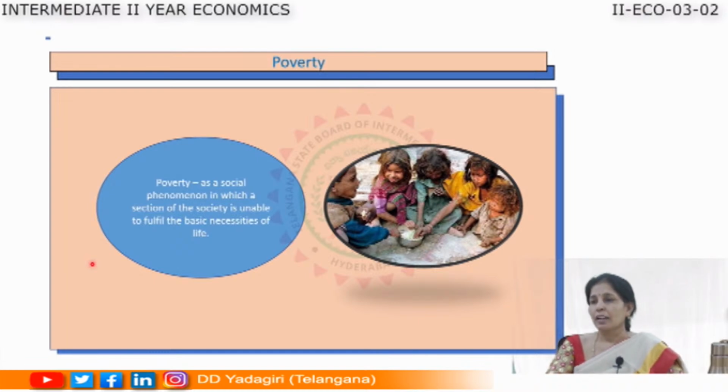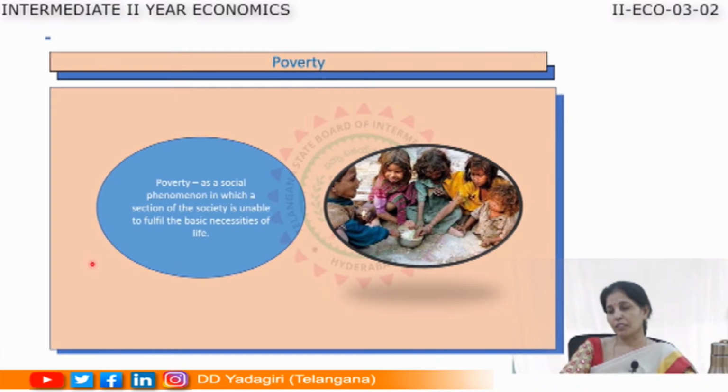In today's class, let me talk about what is poverty, what are the types of poverty, and what are the various causes of poverty. With the help of this picture, we can clearly see what poverty is. We consider that as a social phenomenon where sections of the society are not able to fulfill the basic needs of their life, that is basic food, clothing, and shelter. That is defined as poverty, which is for 2 marks.